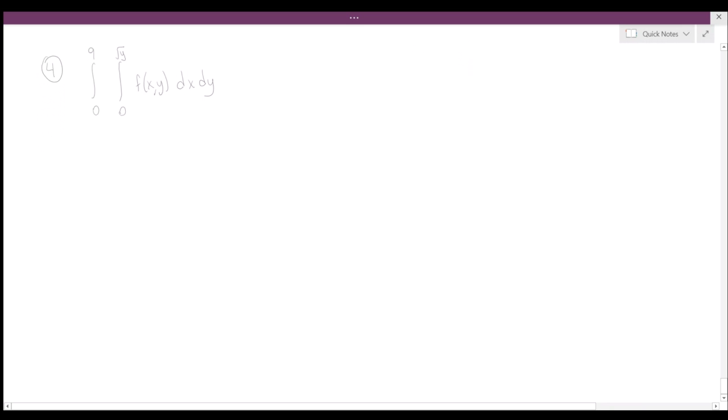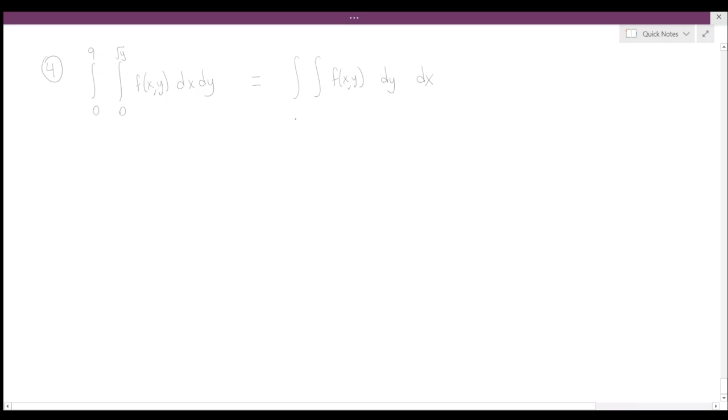And the instructions are to sketch the region of integration and then to switch the order of integration, okay? So we're going to rewrite this integral so that we'd be integrating with respect to y on the inside and then x on the outside, okay? So from dx dy to now dy dx. Okay, so that's what we mean by trying to switch the order of integration.